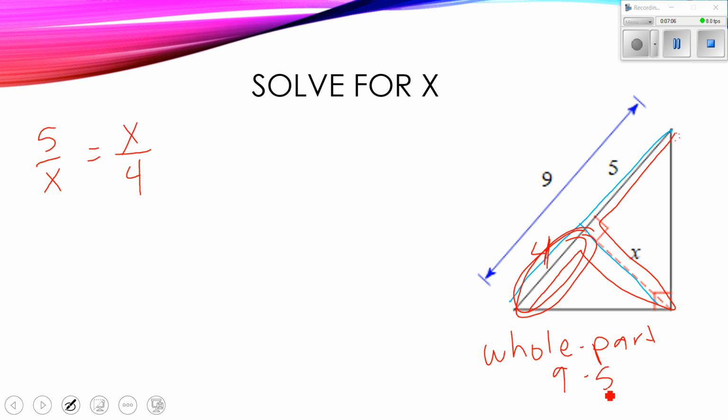And now I have a proportion I can cross multiply and solve. I get 20 equals x squared, square root both sides, and I get x equals 2 root 5.